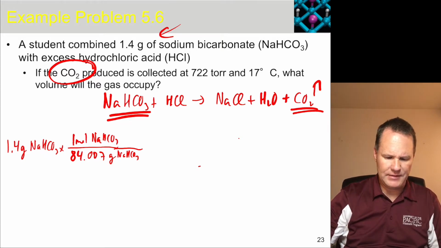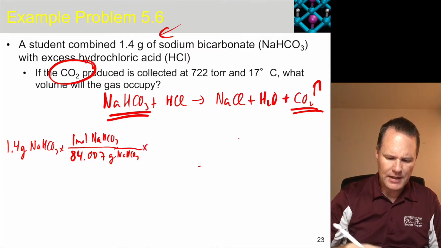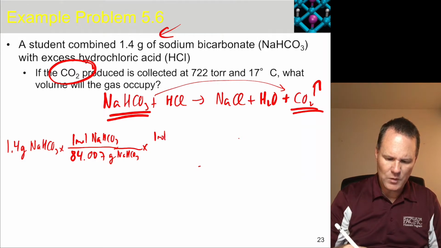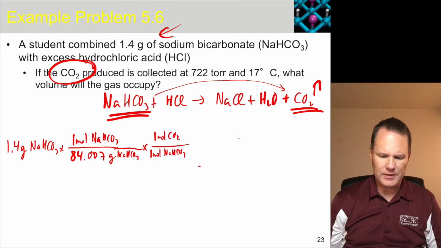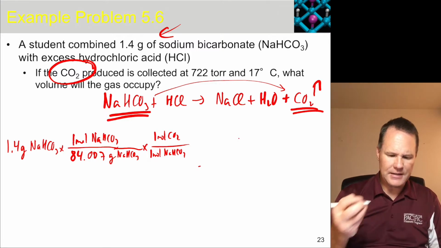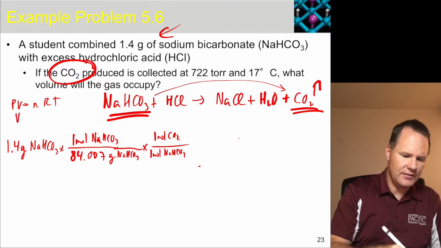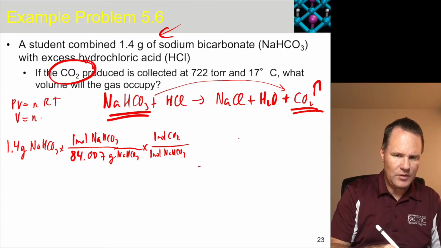Okay, so I have now the number of moles of the sodium bicarbonate, but what I want is the moles of the CO2, and I have 1 mole of CO2 for each 1 mole of sodium bicarbonate, right? The ratio is 1:1 in this reaction, and now I want it converted to volume. So how would I do that? Well, remember that PV equals nRT, and I can rearrange it so the volume is the number of moles, which I have, times RT over P.